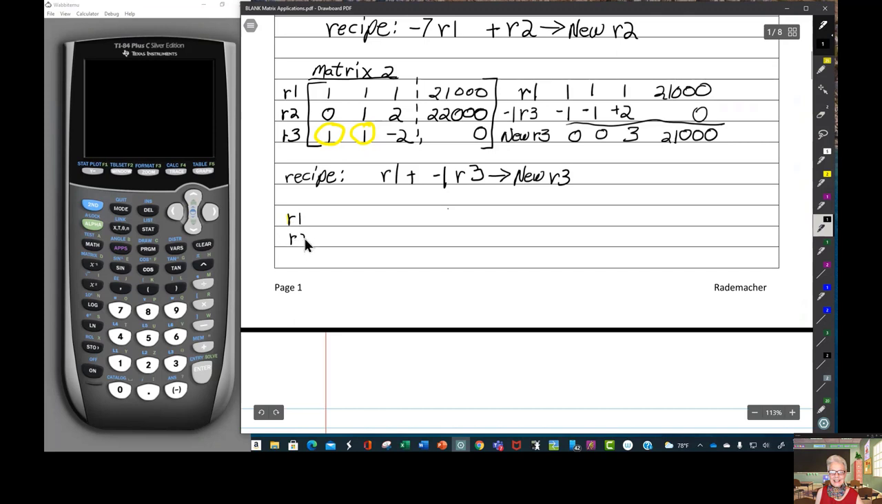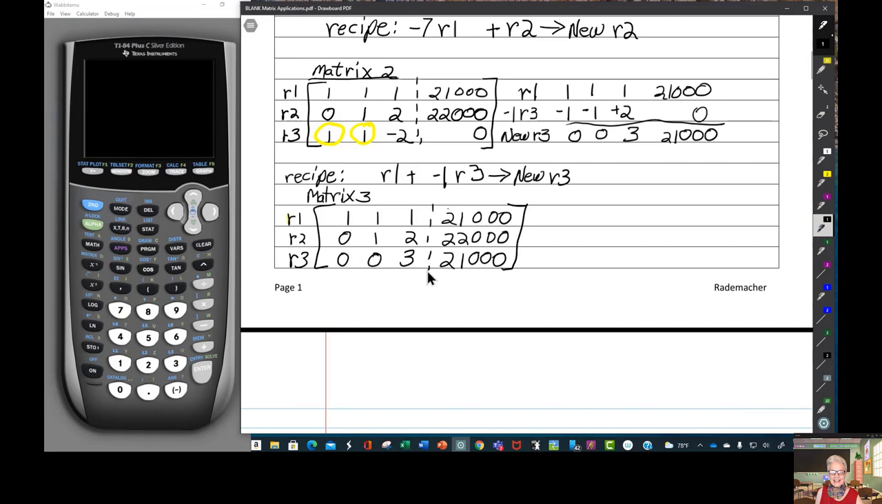Row one, row two, row three. The new row three is 0, 0, 3, 21,000. And row two is the same row two as in matrix two. So these guys are going to stay the same. We'll have 0, 1, 2, 22,000 and 1, 1, 1, 21,000. All right, this is our last matrix because we got this Christmas present right here.